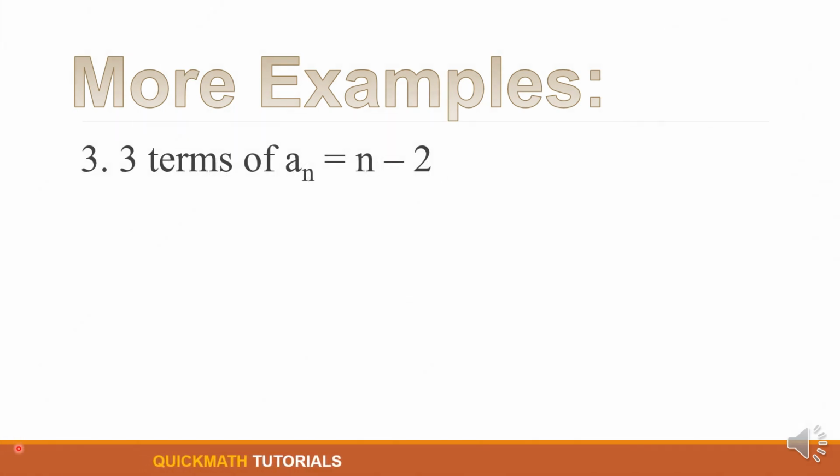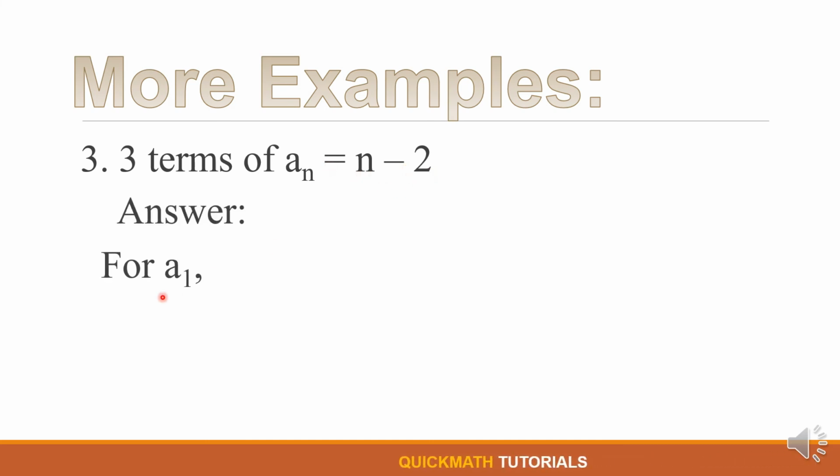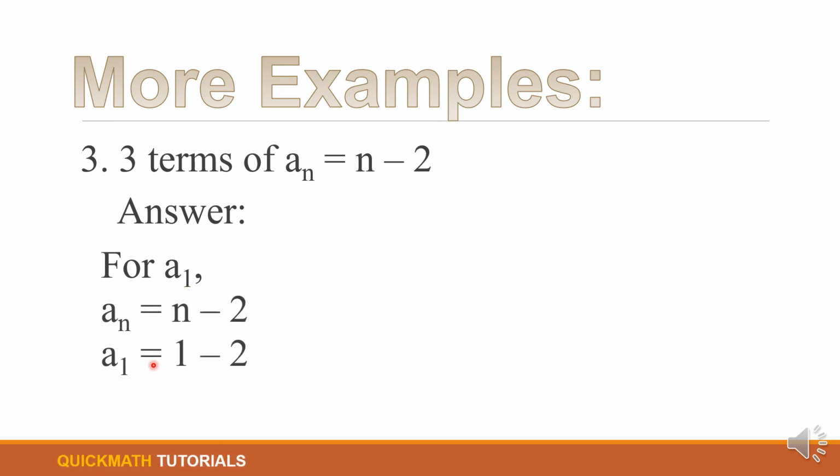For our number 3, we will find the first three terms, so given the nth term, we have a sub n is equal to n minus 2. So for our first term or a sub 1, we will substitute n by 1. We have a sub 1 is equal to 1 minus 2. And 1 minus 2 is equal to negative 1.